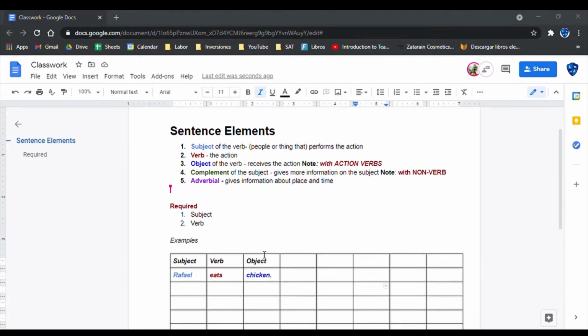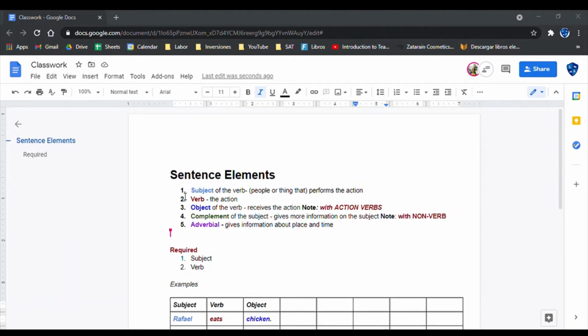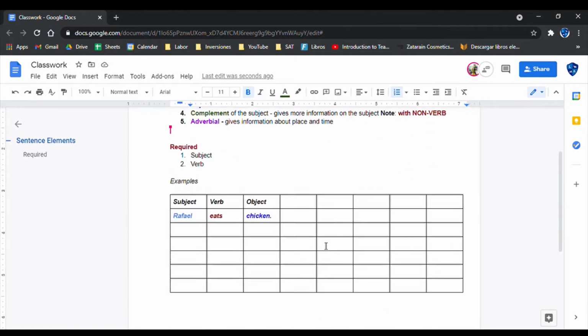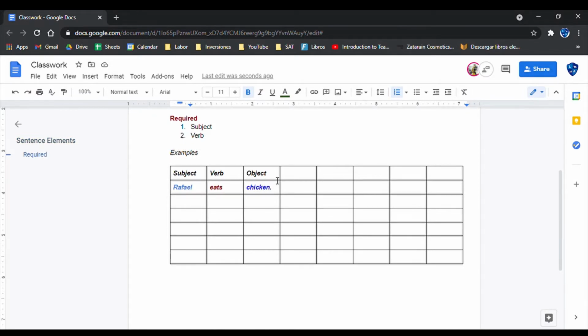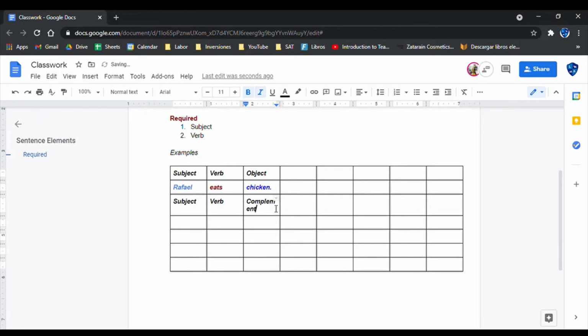So that's one combination. We're gonna try now subject verb complement. Okay. I don't know if that'll work. Now remember that for the verb to have an object, it needs to be an action verb.